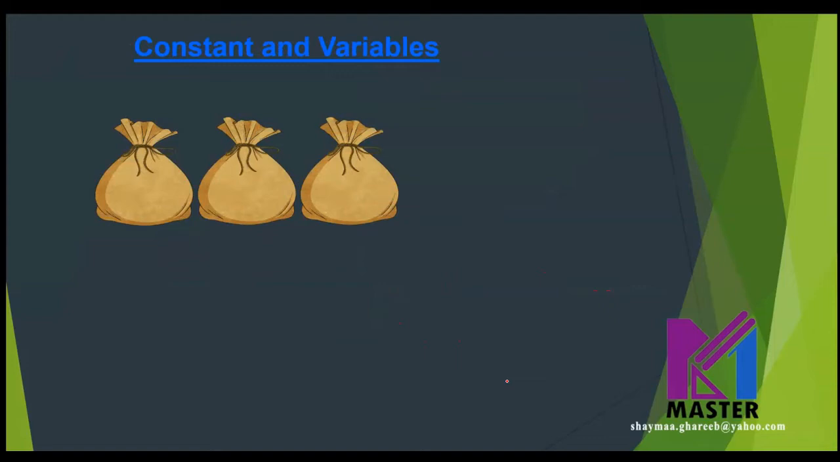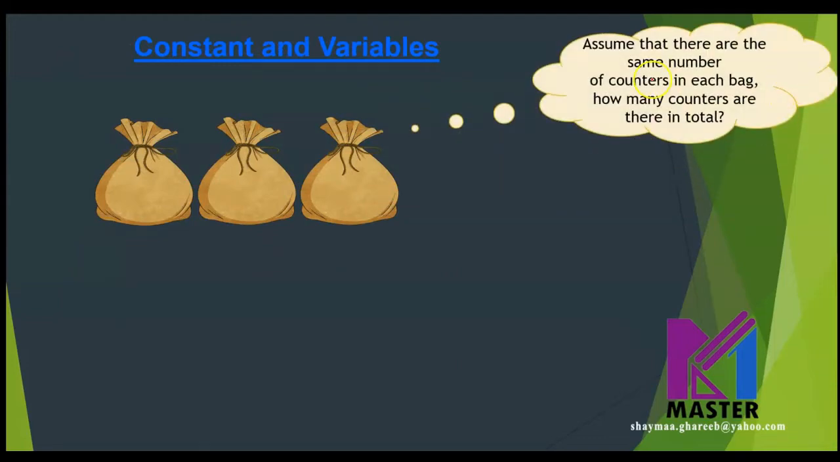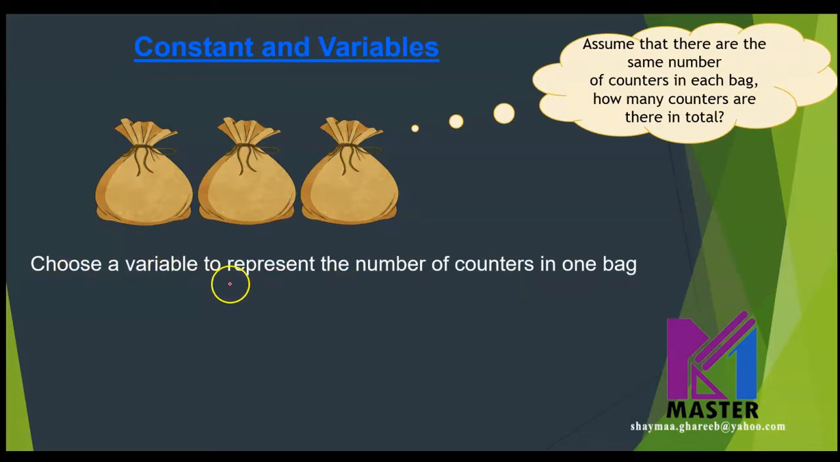Same 3 bags exactly, but this time assume that there are the same number of counters in each bag. Do I know how many exactly in each bag? No. So how many counters are there in total? How do I know? I don't know how many counters in each bag. So first, we are going to choose a variable to represent the number of counters in one bag. So I don't know the number in each bag, but I can choose a variable.